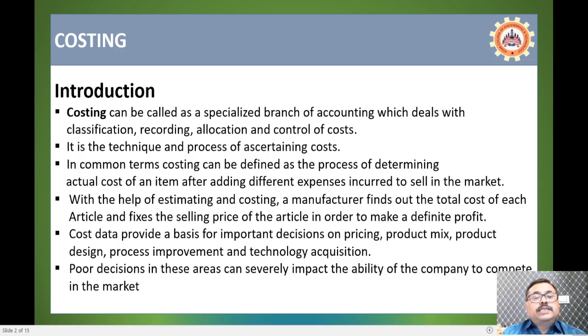The cost data provides the basis for decisions on pricing, product mix, product design, process improvement and technology acquisition. Poor decisions in this area can severely impact the ability of the company to compete in the market. Hence, costing and estimation is very important for all manufacturers who sell products in the market.